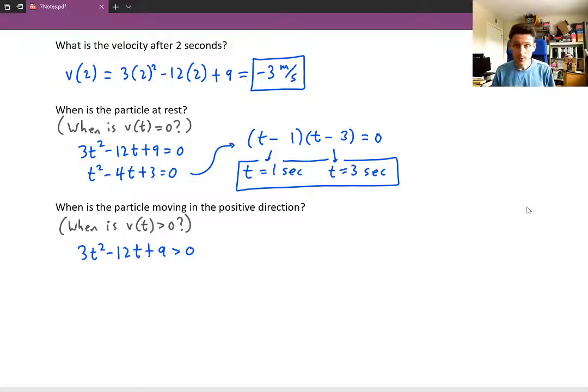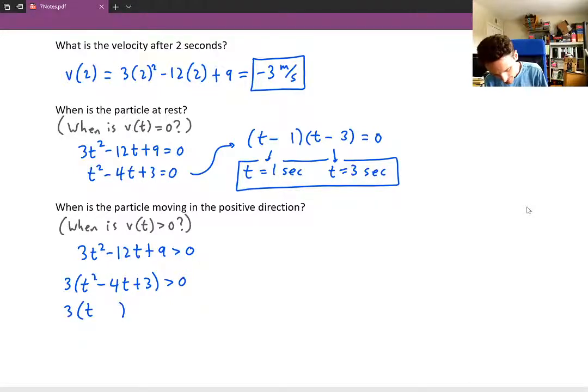And just like we did a moment ago, to solve this, we're going to need to factor the polynomial. Now here, we can divide both sides by 3, or I'm just going to write an alternative way of doing it, which is factor out the 3. So you get t squared minus 4t. That's 4t, not 40. Very confusing. And then 3 times t minus 1 times t minus 3. So factor it all the way.